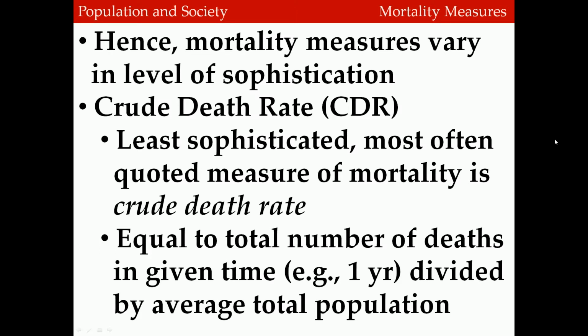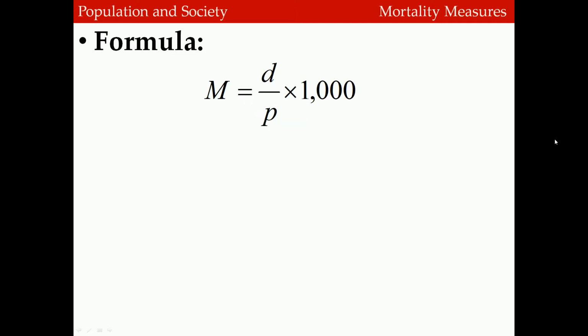So I'm going to start with the most basic measure, something called the crude death rate, or CDR. While it is least sophisticated, it is the most often used measure of mortality. And so it's basically equal to the total number of deaths in a given time period, typically a year, divided by the average total population, or population at mid-year. So here's the formula for the crude death rate.